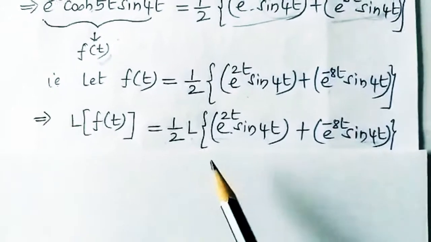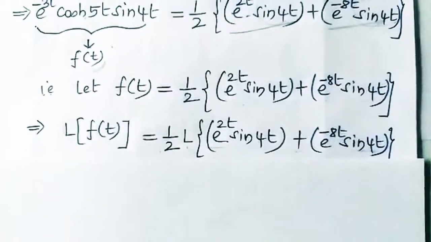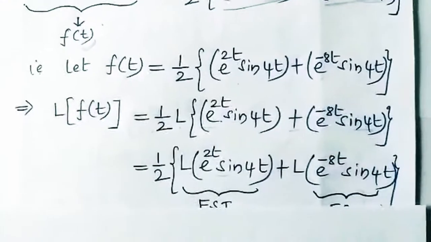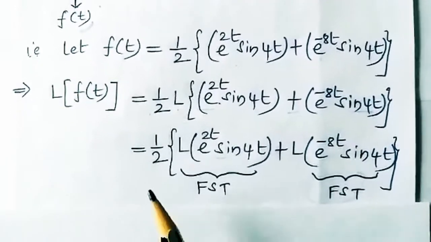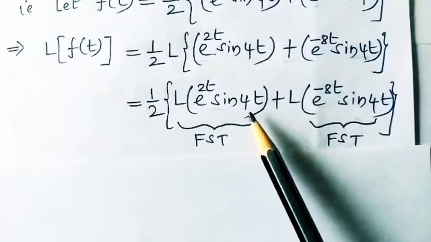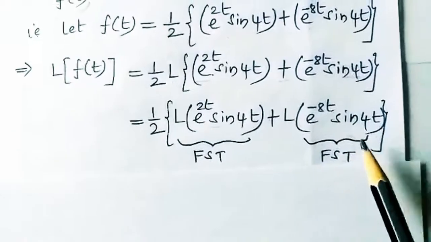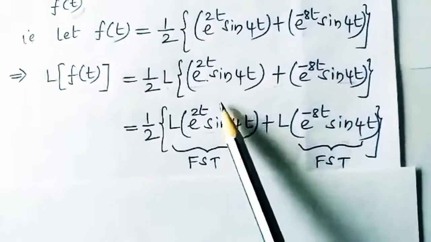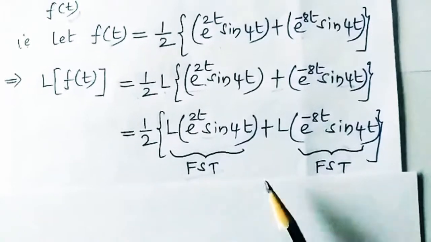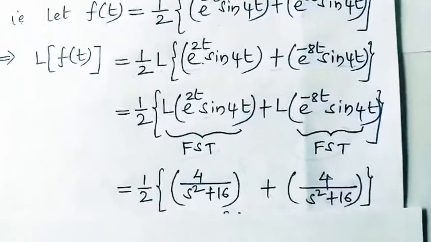Then can we apply the linearity property? Yes, because these two functions are separated only with the help of a positive sign. Linearity property is applicable over here. So further we may rewrite them as 1 by 2, L of e to the power of 2t sin of 4t plus L of e raised to minus 8t sin of 4t. As I told you earlier, each term looks like the standardized form of the first shifting theorem, or the first shifting property. Then accordingly we can simplify them.